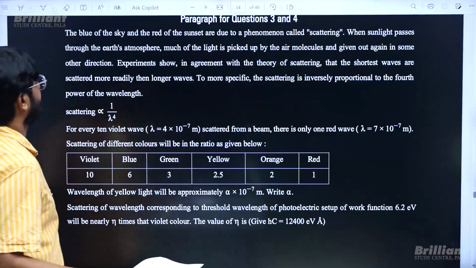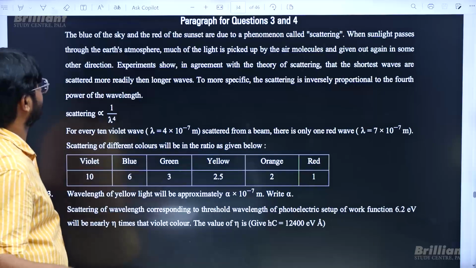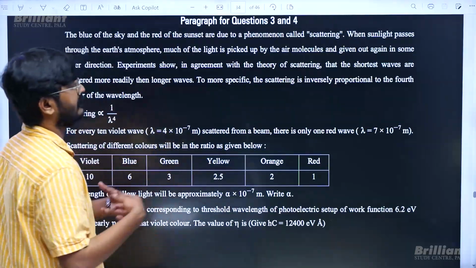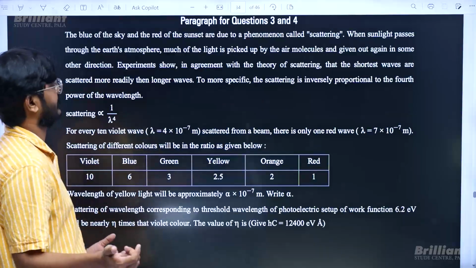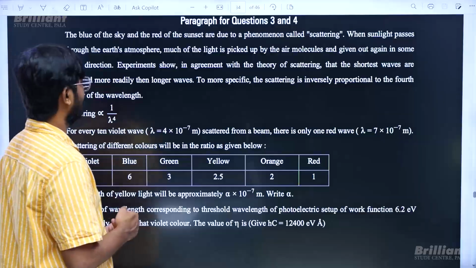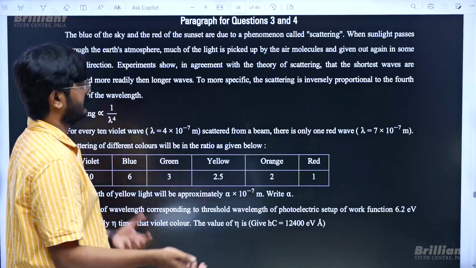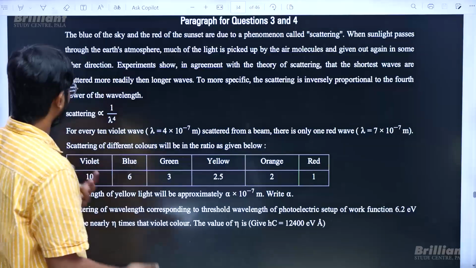The blue of sky and red of sunset are due to a phenomenon called scattering. When sunlight passes through the Earth's atmosphere, much of the light is picked up by air molecules and given out again in some other direction. Experiments show, in agreement with the theory of scattering, that the shortest waves are scattered more readily than the longer waves. To be more specific, the scattering is inversely proportional to the 4th power of wavelength.